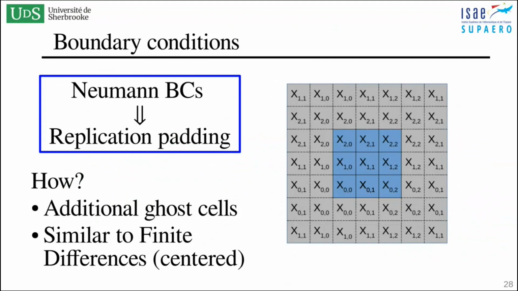Then, with respect to the boundary conditions, we are going to use Neumann boundary conditions, and this is equivalent to using replication padding. So that means we are adding additional ghost cells, here shown in gray, and then, similarly to finite differences in a centered scheme, we impose the values at these extra pixels.